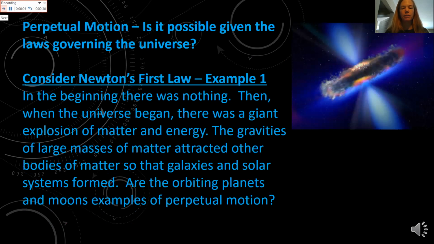What about in outer space? In the beginning, there was nothing. Then, when the universe began, there was a giant explosion of matter and energy. The gravities of large masses of matter attracted other bodies of matter so that galaxies and solar systems formed. Are the orbiting planets and moons examples of perpetual motion?